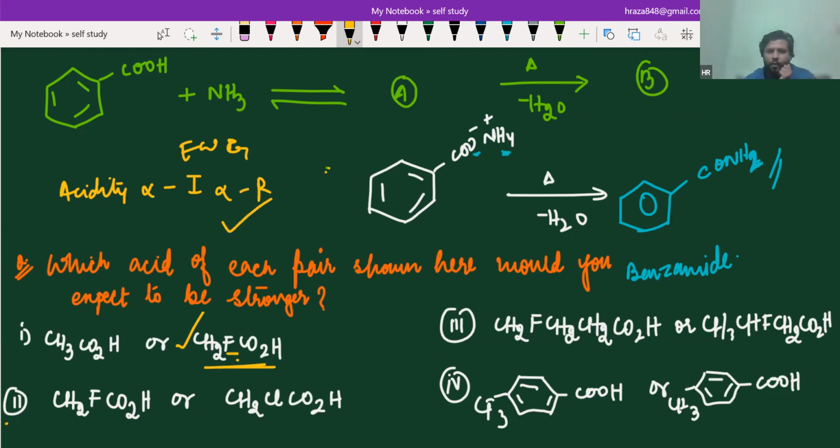What about the second one, Alan? The same, CH2FCO2H. Very good. CH2FCO2H, because fluorine is more electronegative than chlorine. That's why. What about the third one?